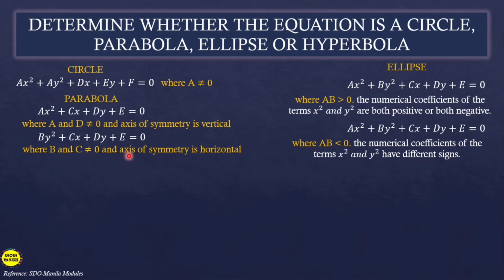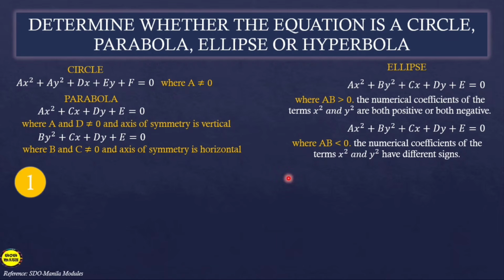Yan ay for parabola. Sa ellipse naman, lahat ito, ang titingnan lang natin yung sign. Okay? Yung sign ng numerical coefficient ng x squared sa y squared natin. Kapag same na positive, ellipse yan. Kapag same na negative, ellipse yan. Ito naman sa hyperbola. Sa hyperbola naman, sign din yung titingnan natin kapag ang sign ng numerical coefficient ng x squared sa y squared ay magkaiba, yan ay hyperbola.